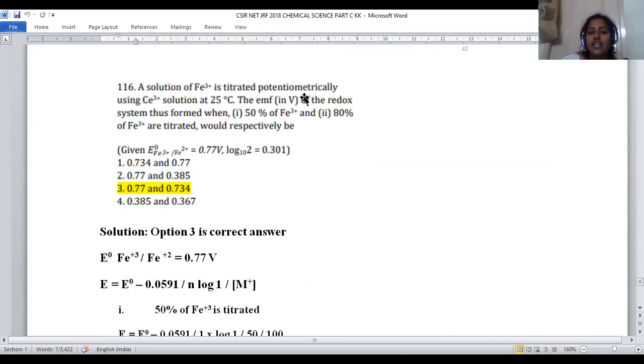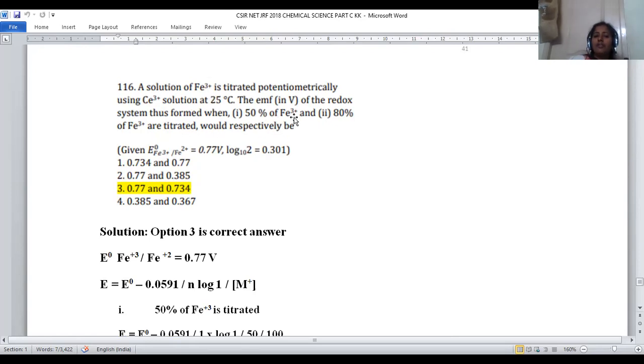A solution of Fe3+ is titrated potentiometrically using Ce3+ solution at 25 degrees centigrade. What is the EMF of the redox system thus formed when 50% of Fe3+ and 80% of Fe3+ are titrated respectively? It is a part of electrochemistry where potentiometric titrations are performed and the EMF of the cell is to be determined at 2 different instances of the reaction between Fe3+ and Ce3+. When Fe3+ is titrated with Ce3+, Fe3+ turns into Fe2+ and Ce3+ gets converted into Ce4+. It is a kind of redox reaction.